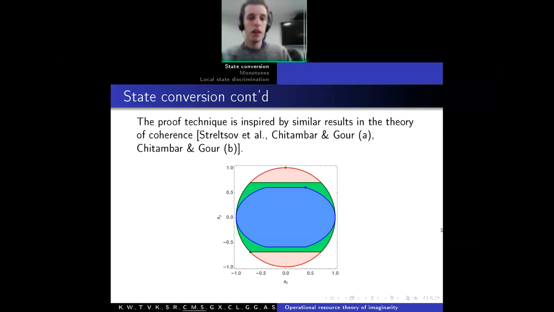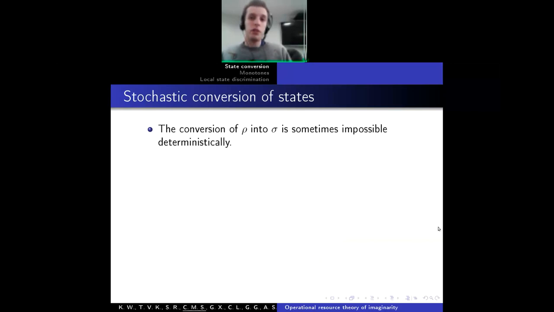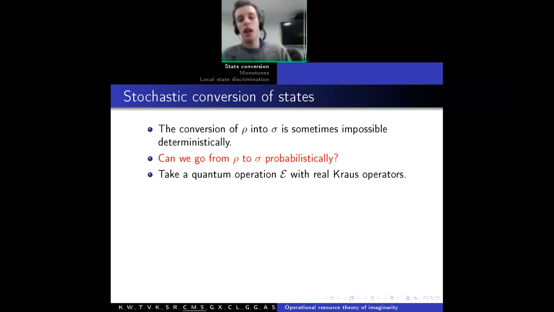Okay, so sometimes we cannot convert rho into sigma deterministically. What do I mean by deterministically? I mean with a quantum channel, but maybe we can go probabilistically. What does it mean probabilistically? It means that, instead of having a quantum channel, we have a quantum operation that's part of a quantum instrument.